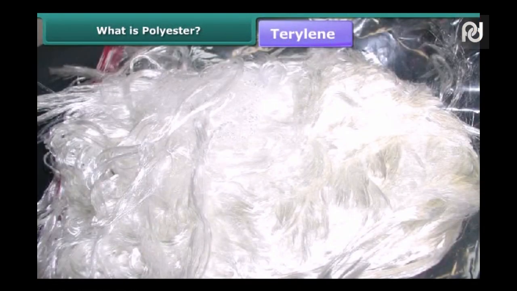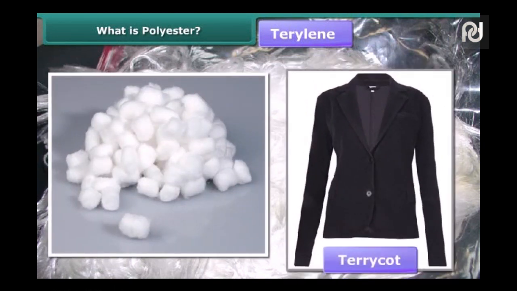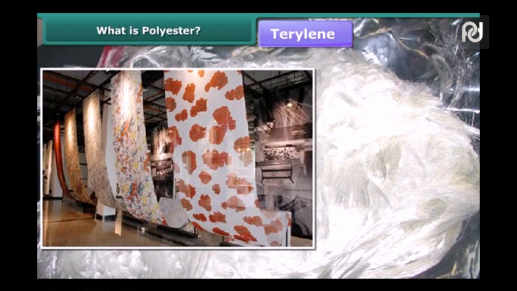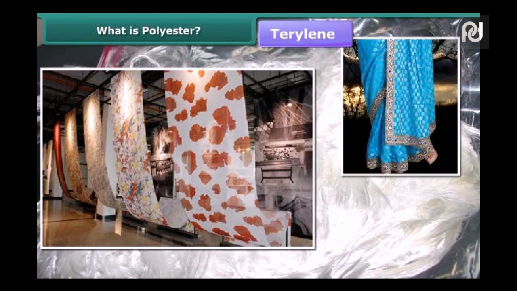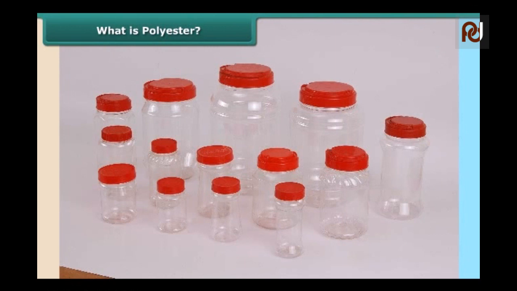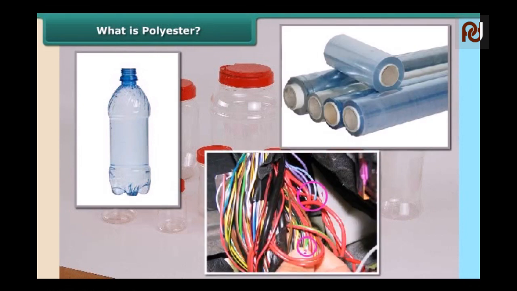Have you heard about the word terylene? Well, terylene is also a type of polyester. It can also be mixed with cotton to make terracotta. It is widely used in the textile industries to make saris. Have you heard about PET bottles? These PET bottles are used to store things like sugar, salt, etc. It is also widely used to make wires and bottles.